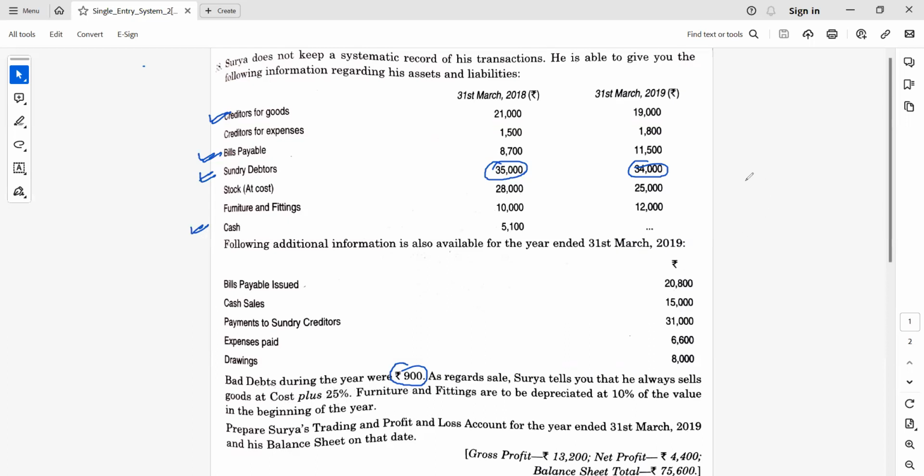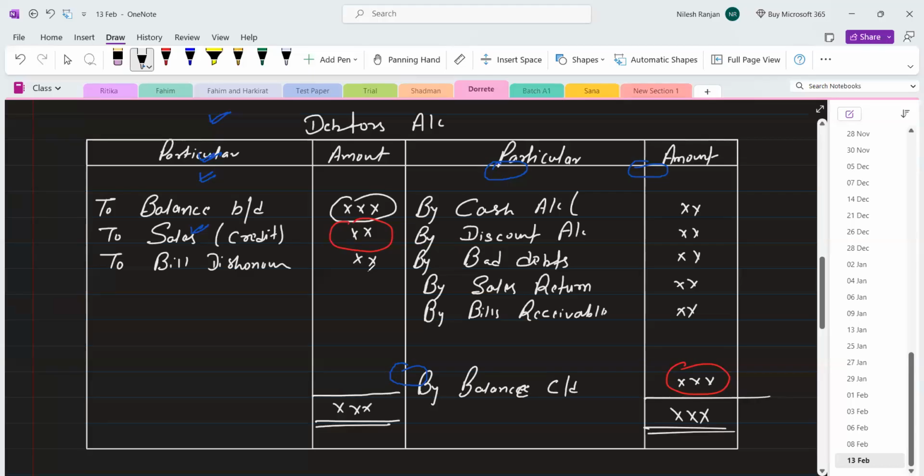You remember the formula of cost of goods sold? Can you tell me? Opening stock plus purchase plus direct expenses minus closing stock. That's good. So this formula we will use here and then calculate the purchase from it. So this is debtors account. Now I will prepare the creditors account.